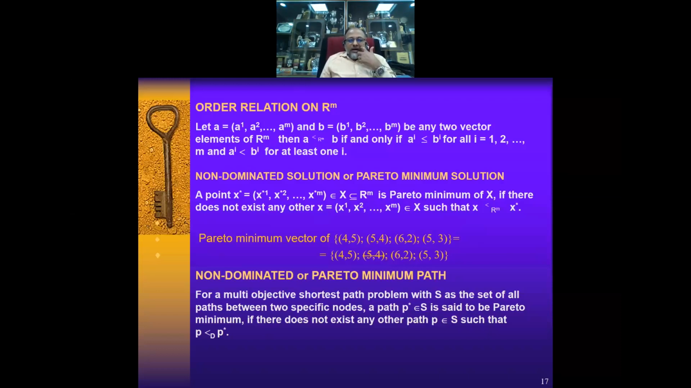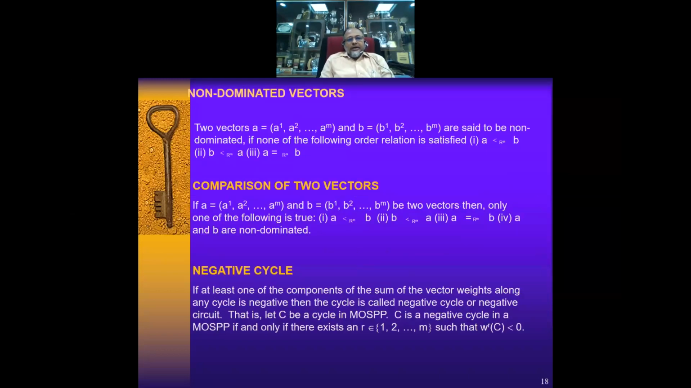Now, non-dominated path or Pareto minimum path: you can understand the path better, because a path which has a non-dominated vector is called a non-dominated path or Pareto minimum path. Now, non-dominated vectors, with the example you can understand. Anyhow, this is the definition. Two vectors, A is a vector of M tuples, B is another vector of M tuples, are said to be non-dominated if none of the following order relations is satisfied. It is very important: none of the following order relations is satisfied.